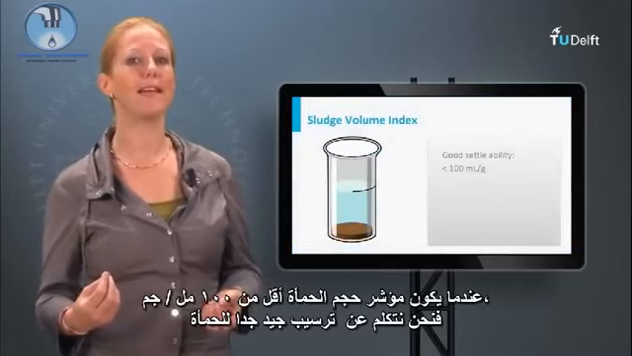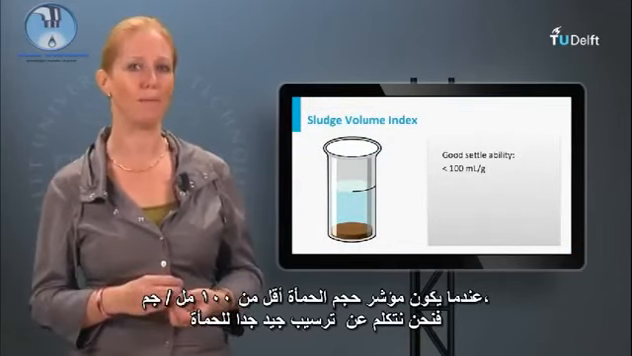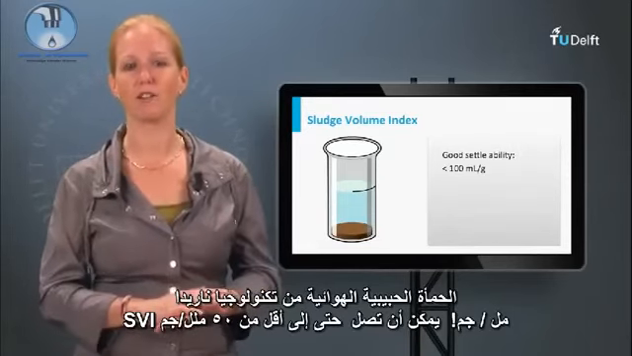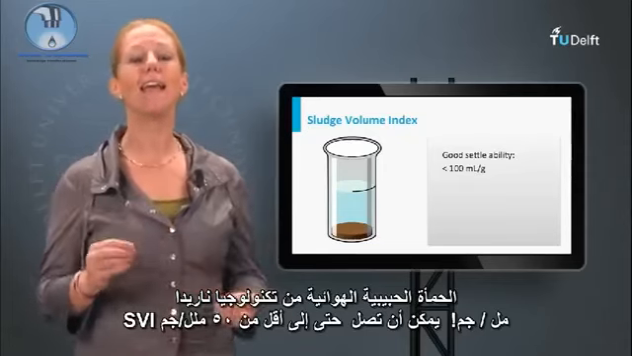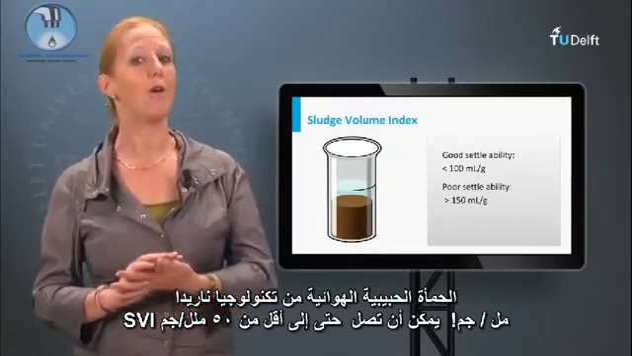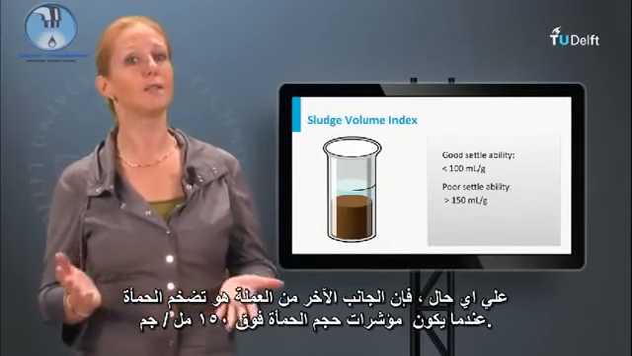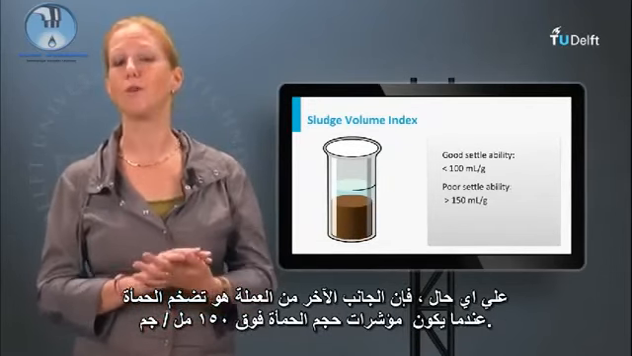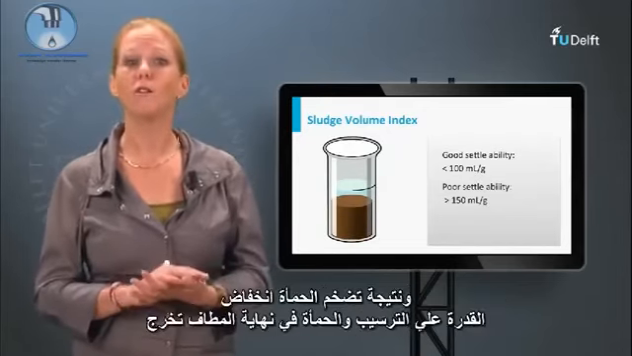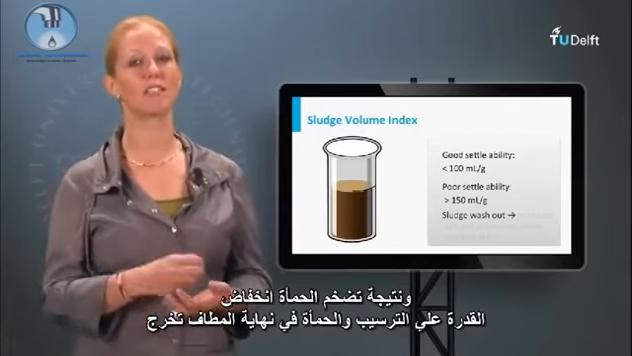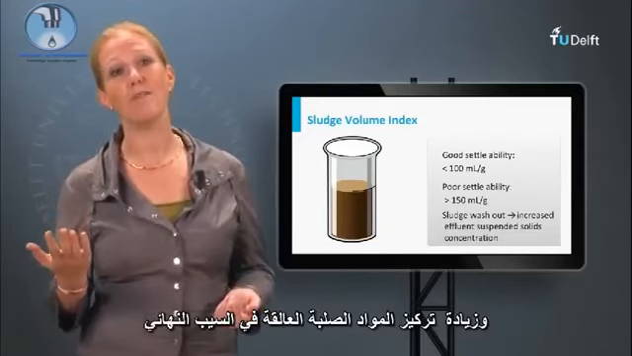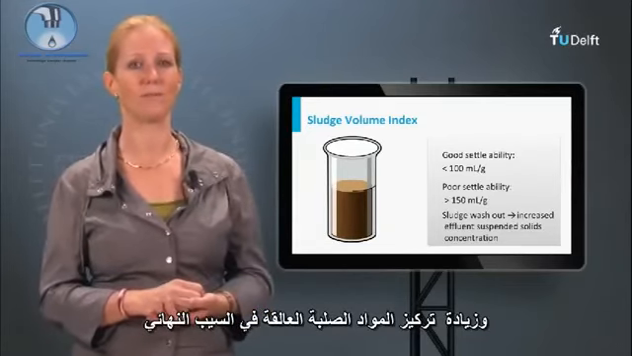When the sludge volume index is below 100 milliliters per gram, we speak about very well settling sludge. Aerobic granular sludge from the Nereda technology can even reach SVIs below 50 milliliters per gram. However, the other side of the coin is bulking sludge, when sludge volume indices are above 150 milliliters per gram. The consequence of bulking sludge is decreased settleability and eventually sludge washout, so an increased effluent suspended solids concentration.